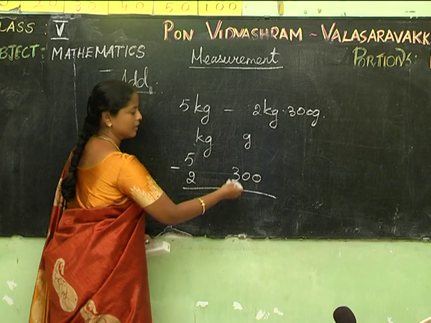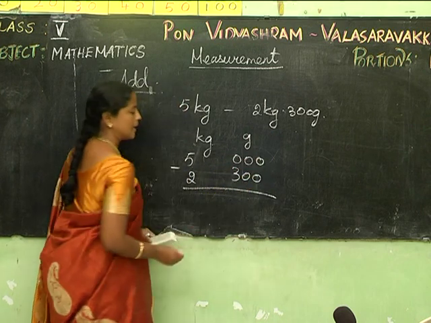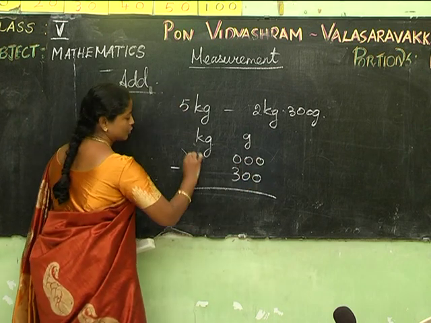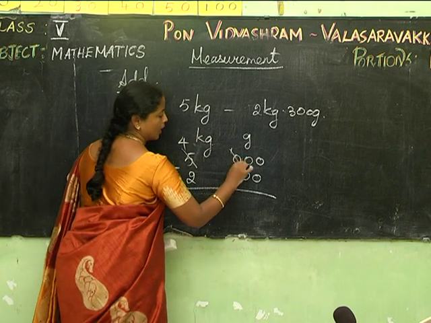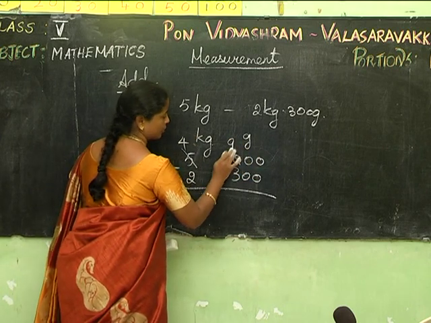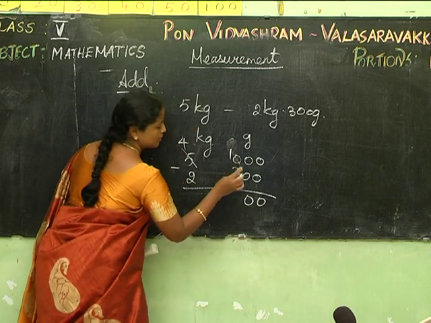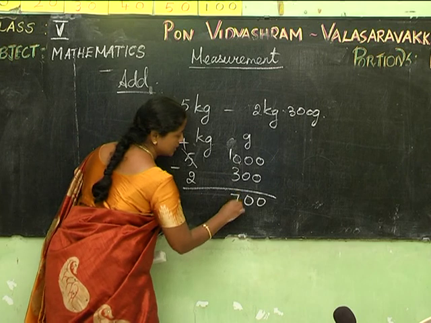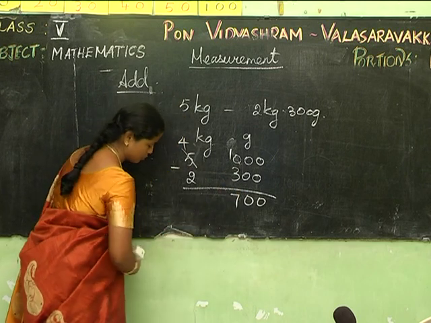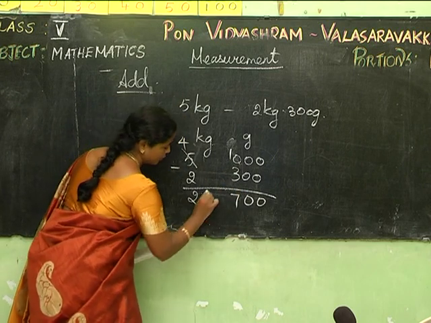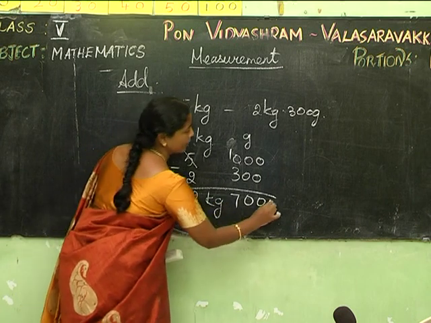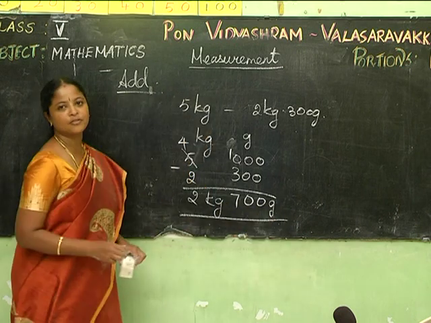Do it as normal subtraction. Since we do not have anything, we can borrow. We can add zeros. This is 0 grams. So this is 4, 10. Okay. So do it as normal subtraction. 10 minus 3, 7. 4 minus 2, 2. So 2 kg 700 grams is left with me.